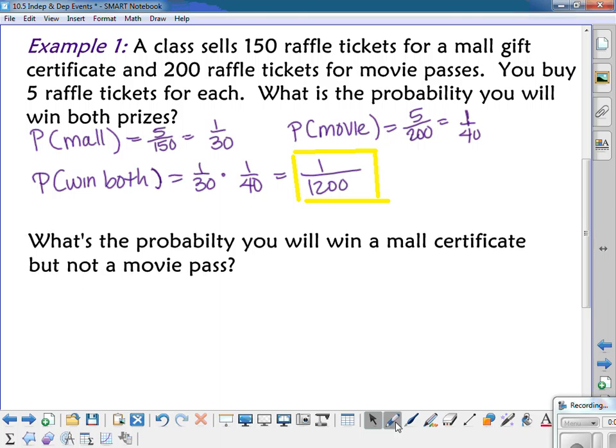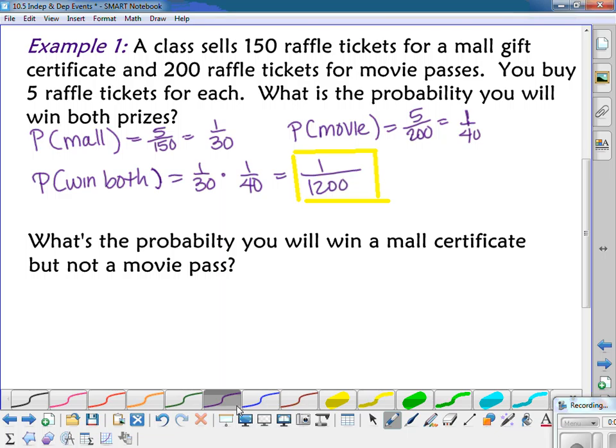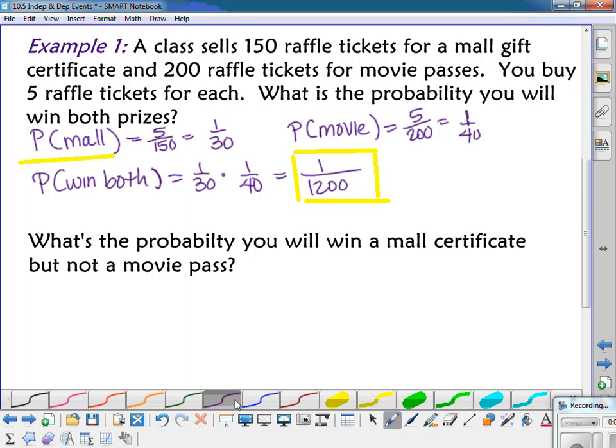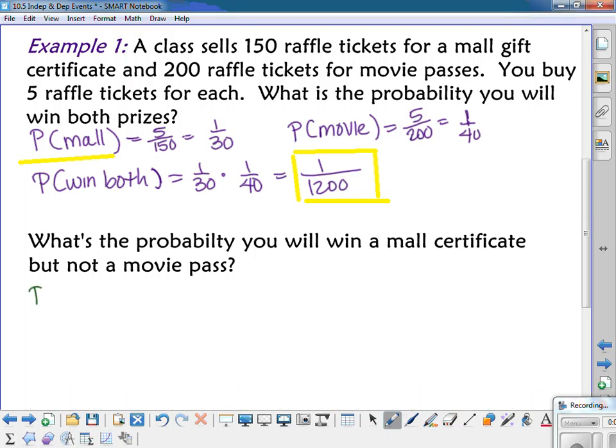All right, so again, we already figured out the probability for the mall up here, right? But now we got to figure out the probability that you will not win the movie pass. So you have to think about it in the opposite way. How many tickets did you not buy out of the total 200? You didn't buy 195 of them. Somebody else bought those, right? And so the 195 over 200, that reduces to 39 over 40.